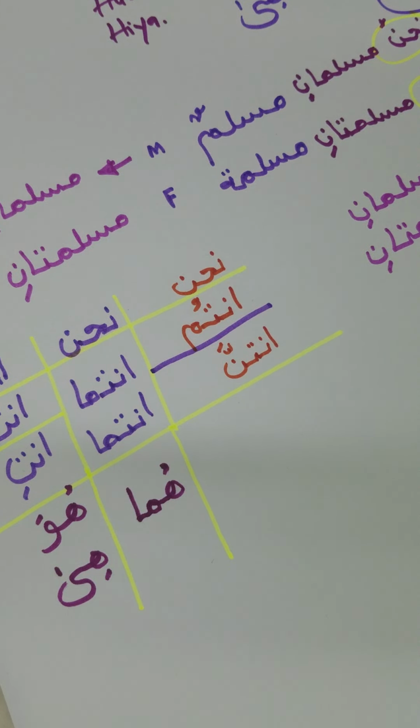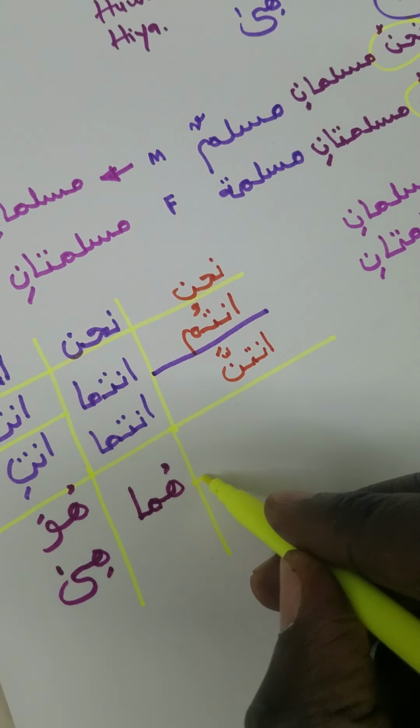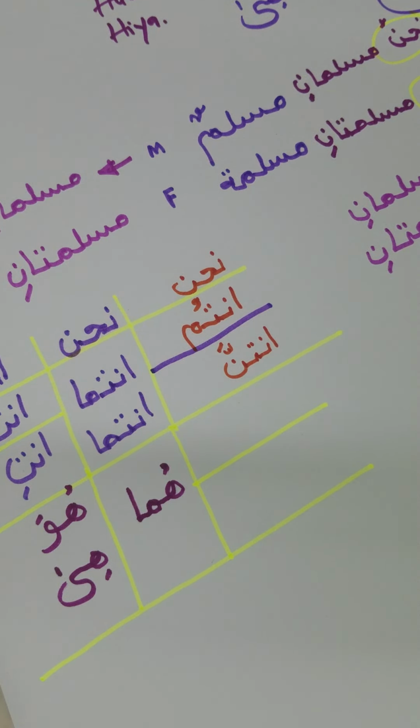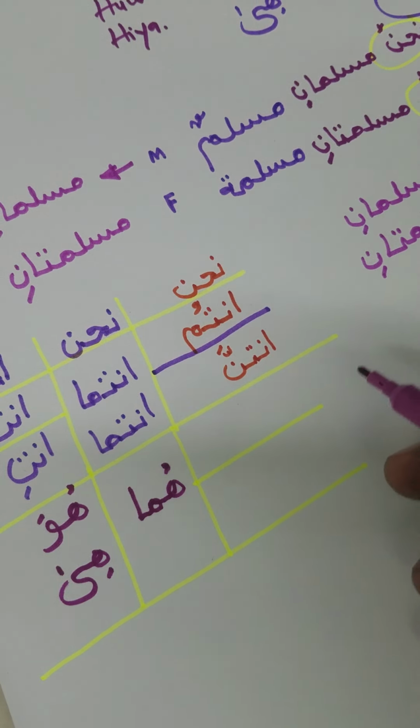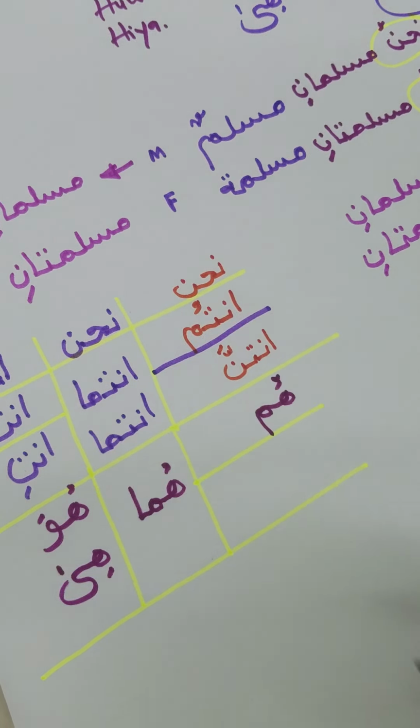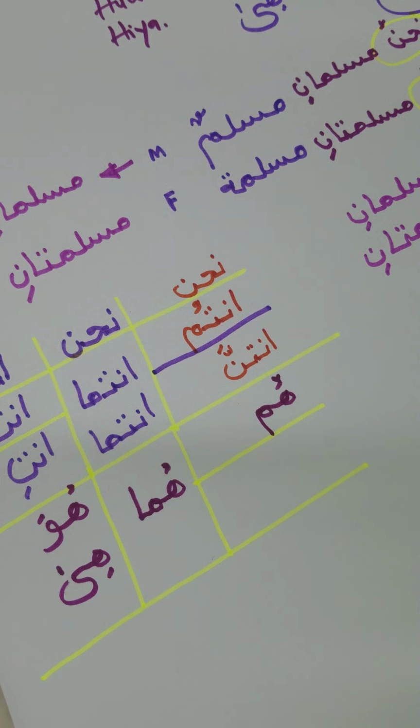For both male and female. And when it comes to plural, it will change. When it comes to plural, it will change. Male will be hum, and female will be hunna.